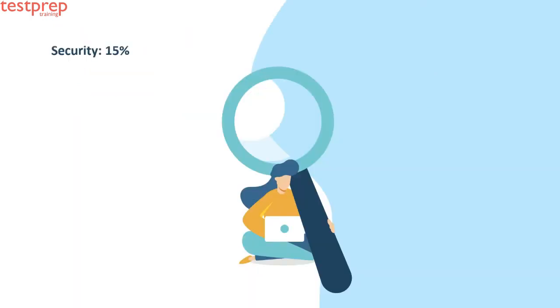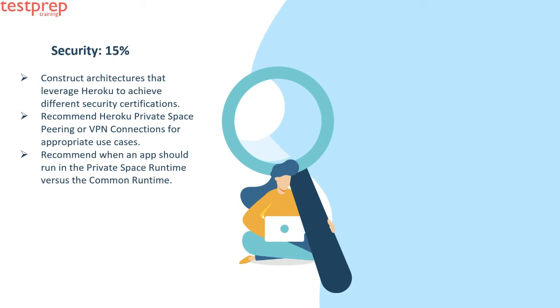Number 3, Security, 15%. It contains: first, construct architectures that leverage Heroku to achieve different security certifications. Second, recommend Heroku Private Space peering or VPN connections for appropriate use cases. Third, recommend when an app should run in the Private Space runtime versus the Common Runtime.